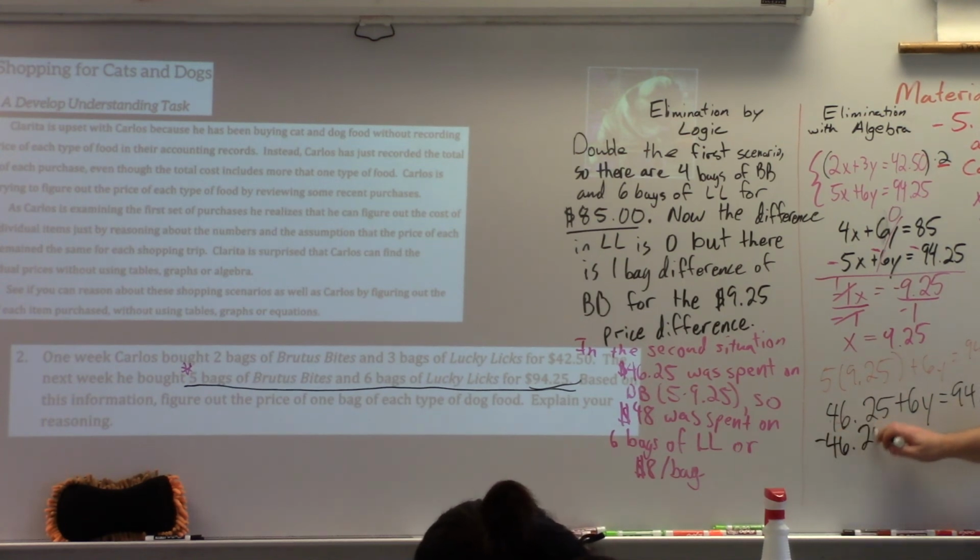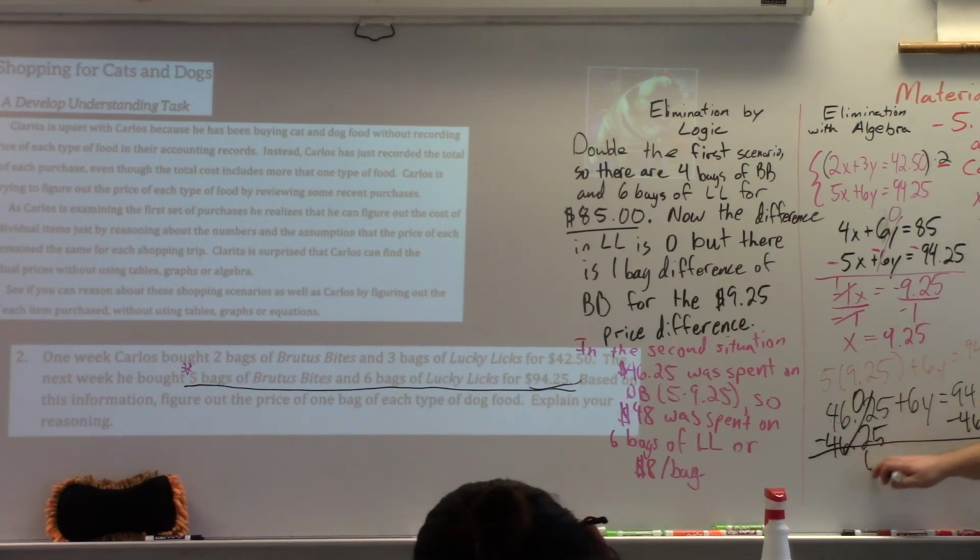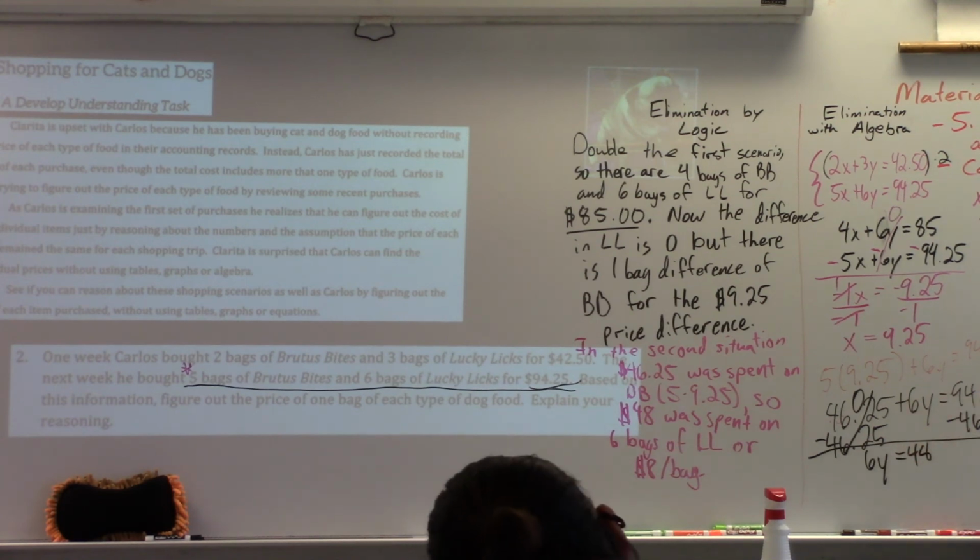Using our inverses that we have learned, creating that 0, 6y is equal to 48. You divide. So 6 bags of Lucky Licks are $48, divided by 6. y, the price per bag of Lucky Licks, is $8.